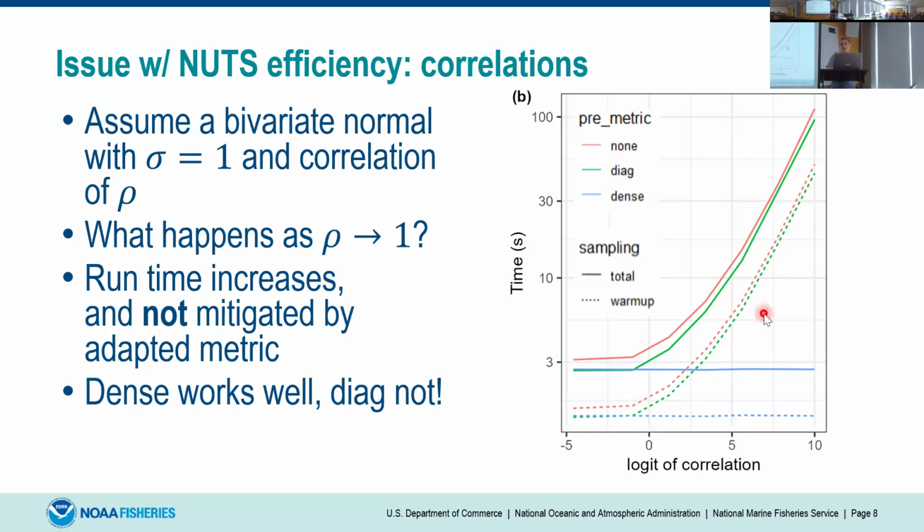And that is to say that Stan's algorithm will not rescue you from big correlations in your model. And likewise, this dense metric you can see is invariant to the correlation. That's the behavior that we want out of our sampler. And that's what I'm going to introduce and show works well.